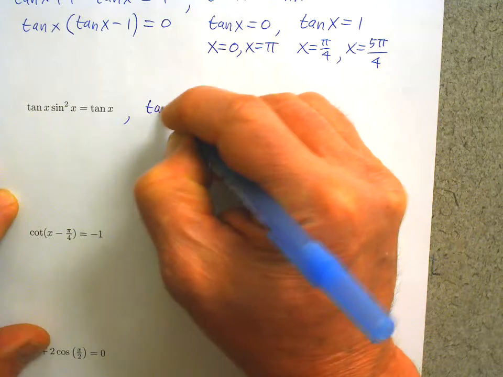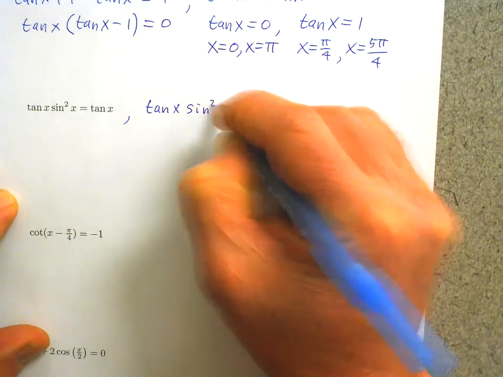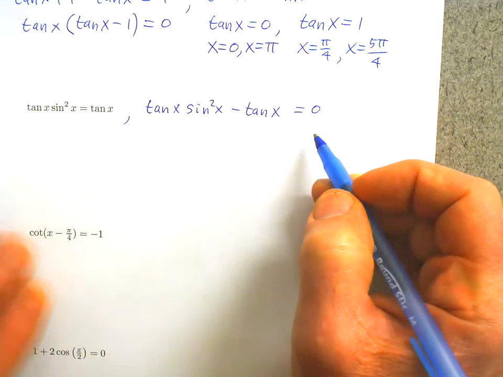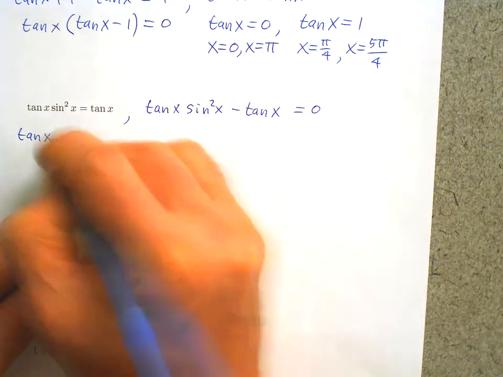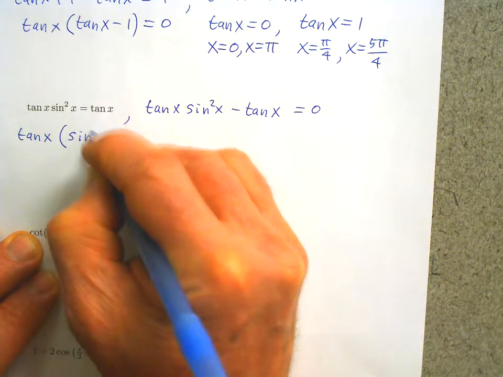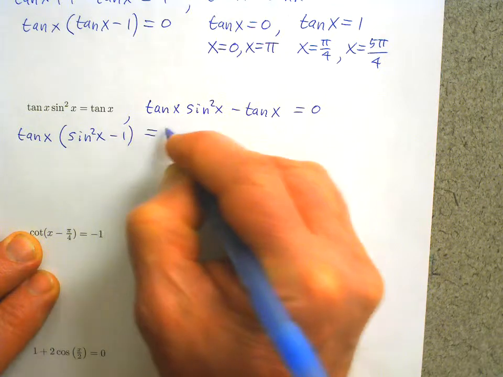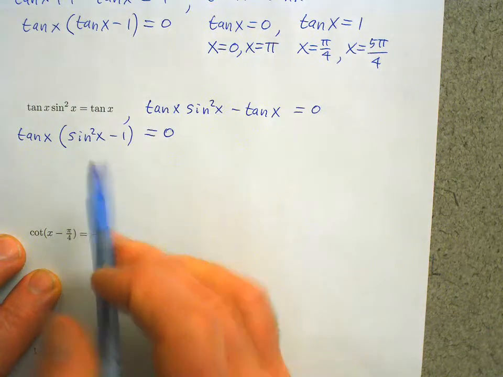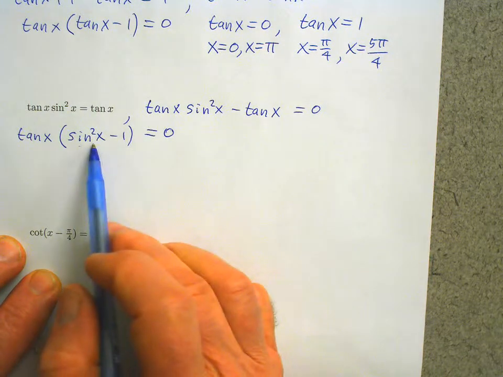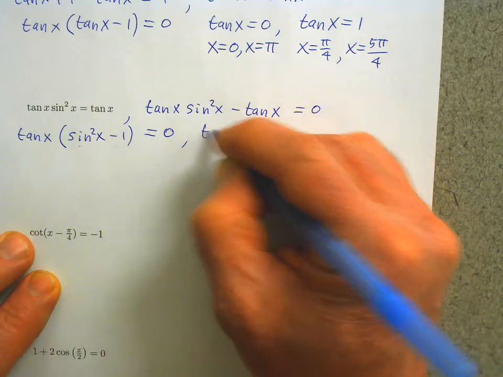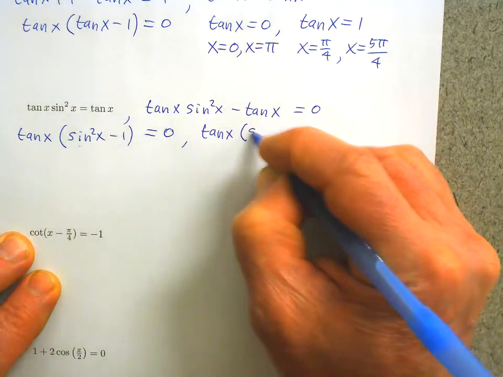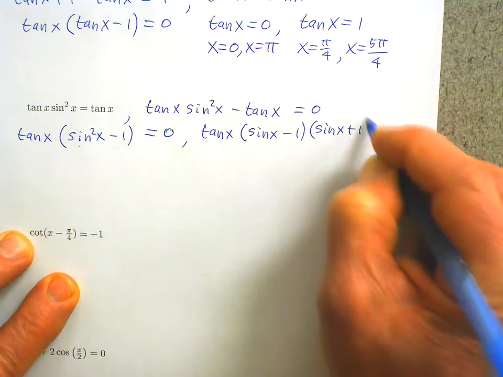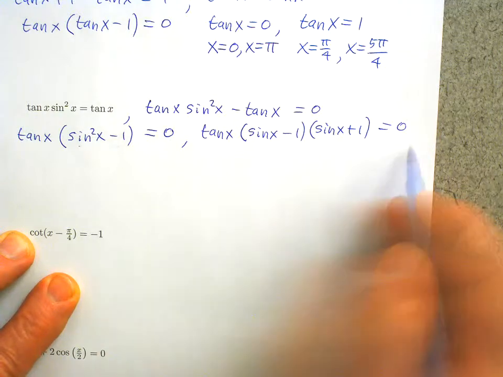So first we'll subtract tangent of x from both sides. And then we'll factor tangent of x out. So we get tangent of x times sine of x squared minus 1. We have a difference of squares, so this can be factored. So let's go ahead and write the factors out. One is sine of x minus 1, and the other one is sine of x plus 1. And then we set each of those equal to 0.